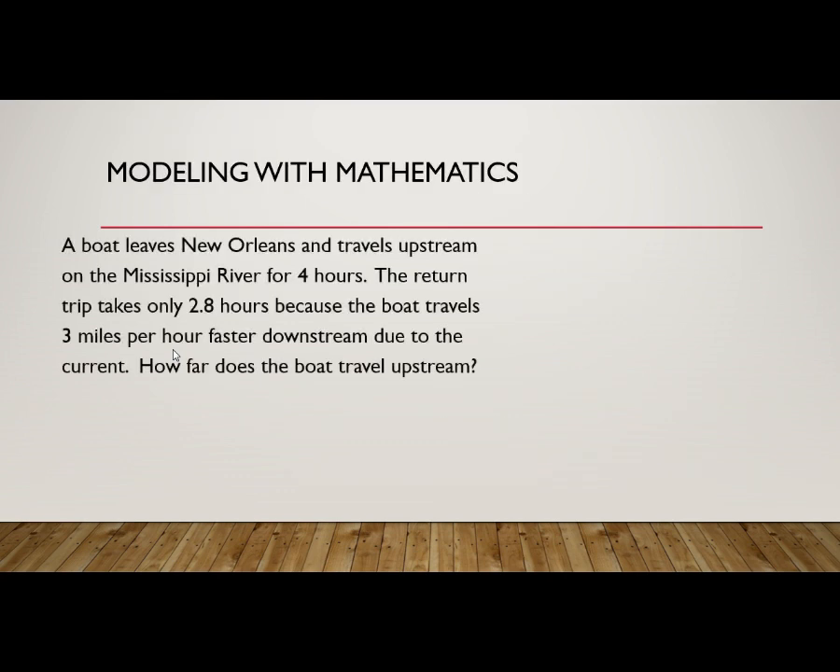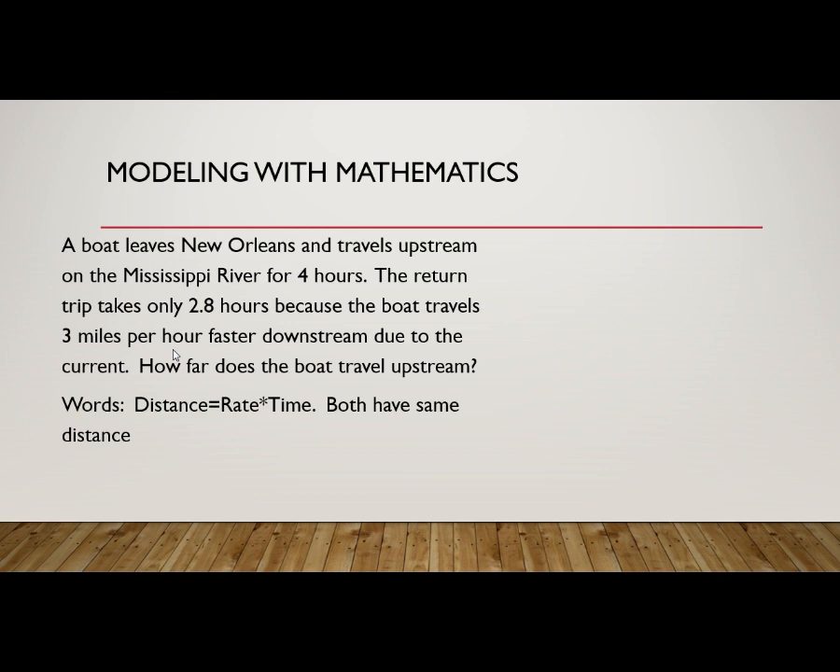Okay, so here's a little story problem for us. A boat leaves New Orleans and travels upstream on the Mississippi River for 4 hours. The return trip takes only 2.8 hours because the boat is traveling 3 miles per hour faster downstream due to the current. How far does the boat travel upstream?